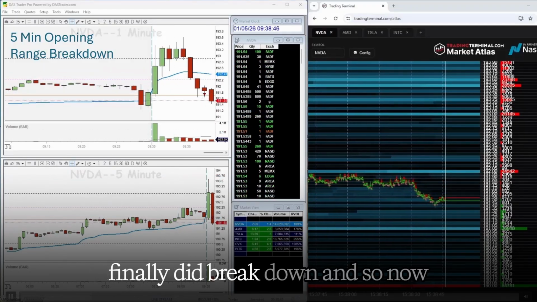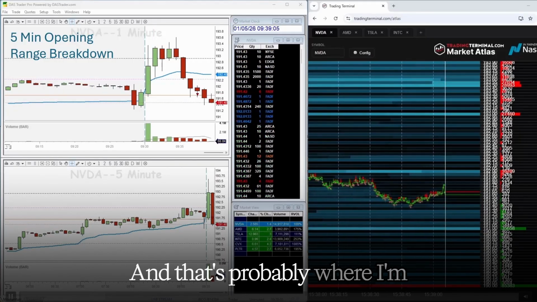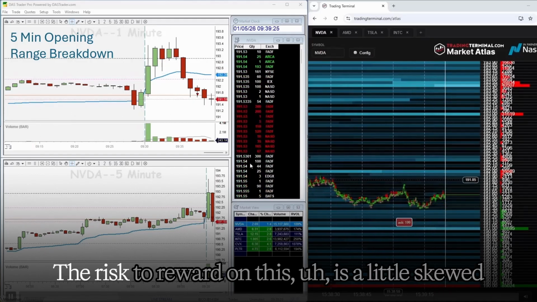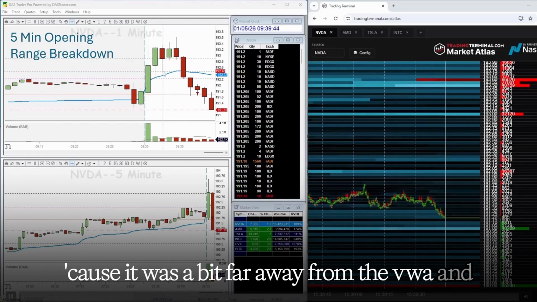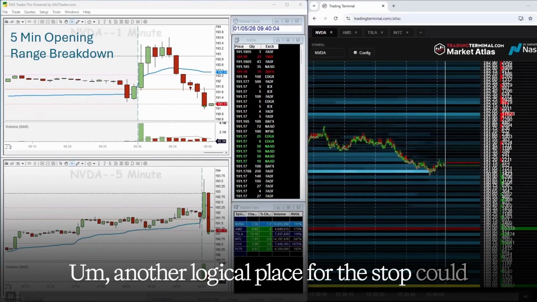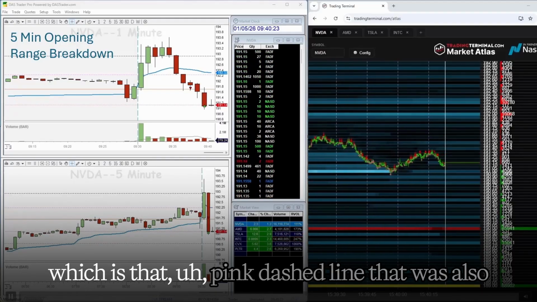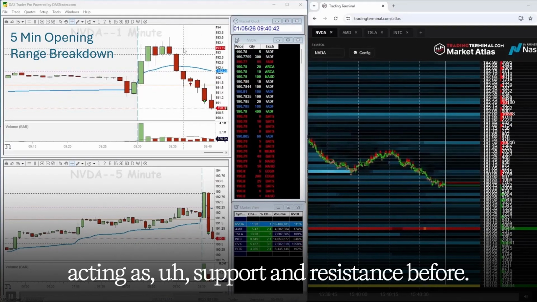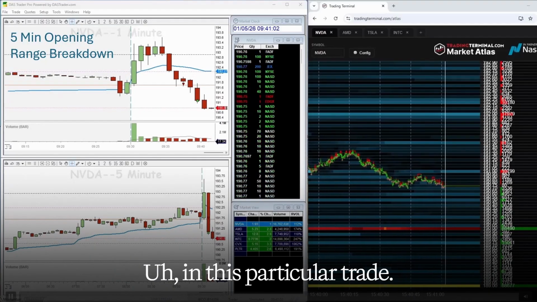Now the price finally broke down, and I'm looking for it to get down to 191. That's probably where I'm going to take my first partial. That's not quite 2R. The risk to reward on this is a little skewed because it's a bit far away from the VWAP, and that's usually where I like to put my stop. Another logical place for the stop could have been just above the pre-market high, which is that pink dashed line. That was also acting as support and resistance before. But I think the VWAP was a good stop in this particular trade.